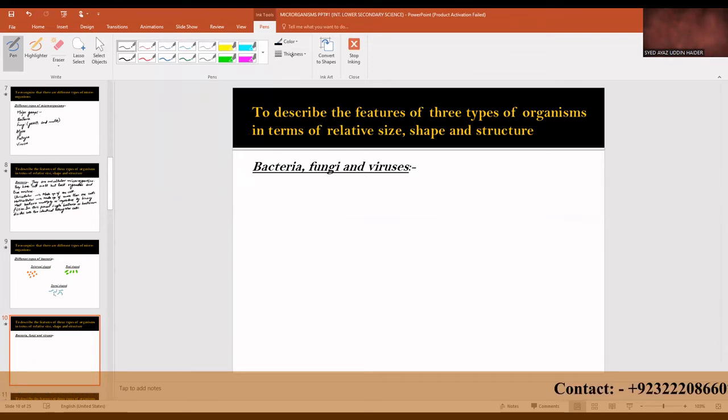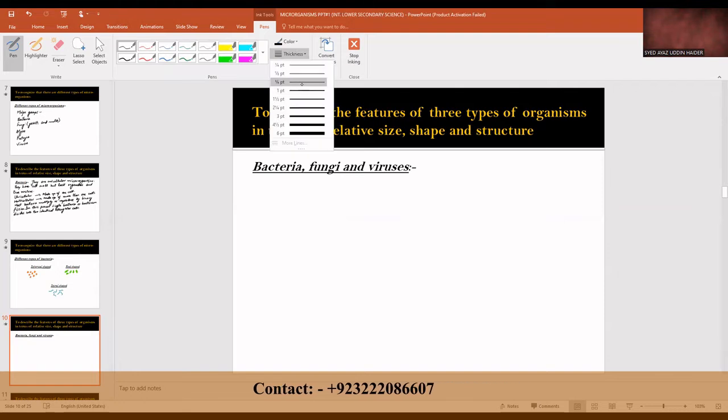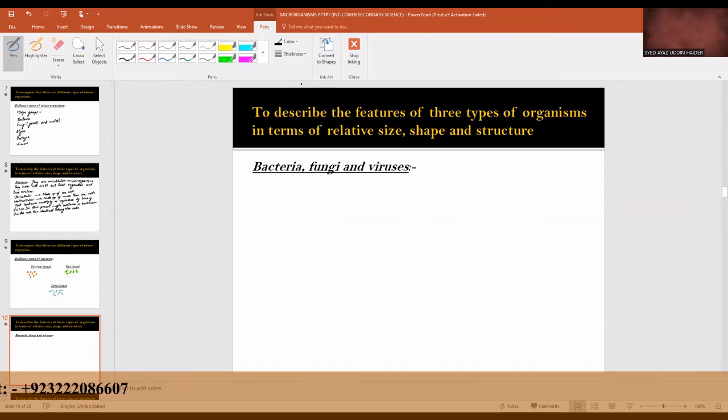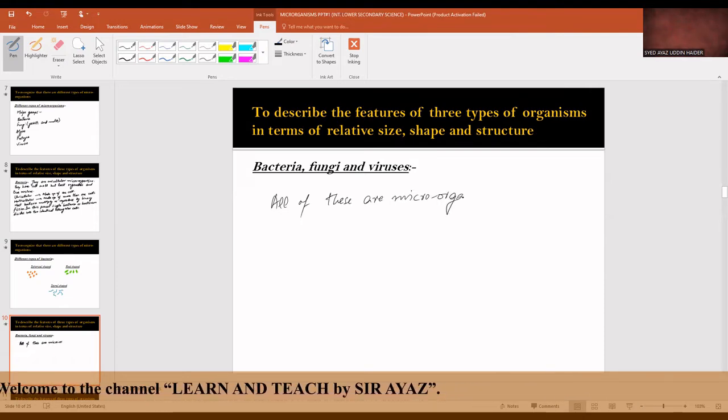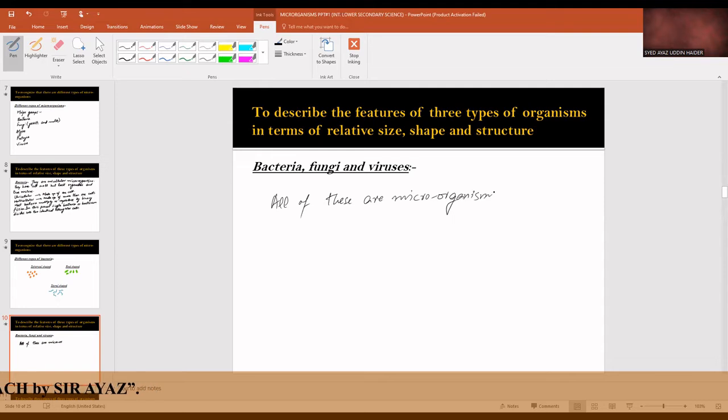Bacteria, fungi, and viruses. All of these are microorganisms as they cannot be seen through our naked eye. In order to observe or study them, we need microscope. All of these are microorganisms because we can't see them through our naked eye.